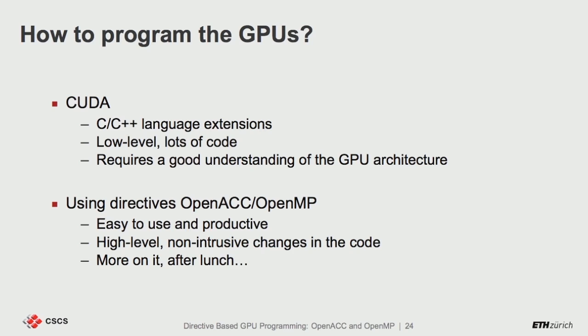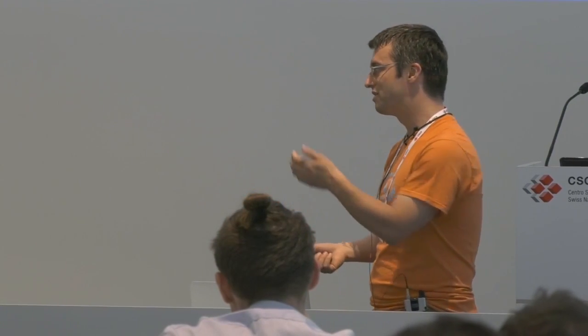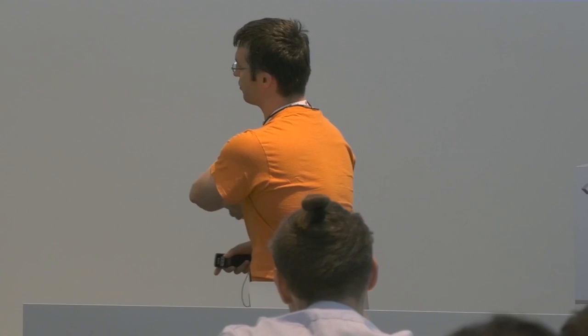If you write CUDA, you have to understand the programming model and the GPU architecture very well. And of course, it's more explicit. You have to write more code because you have control over everything, but on the other hand, you may not want to do that. Then, as is the purpose of this course, you can go with using directives.